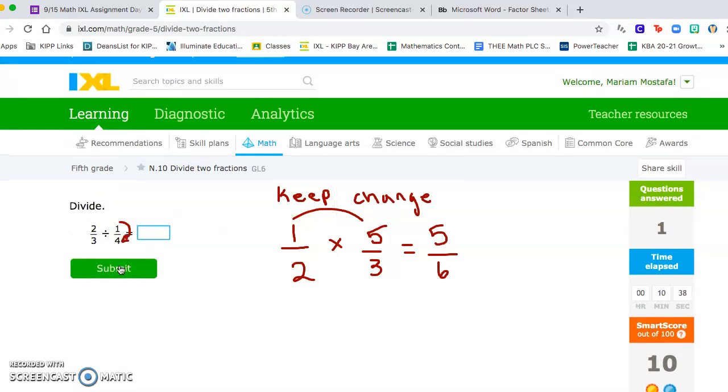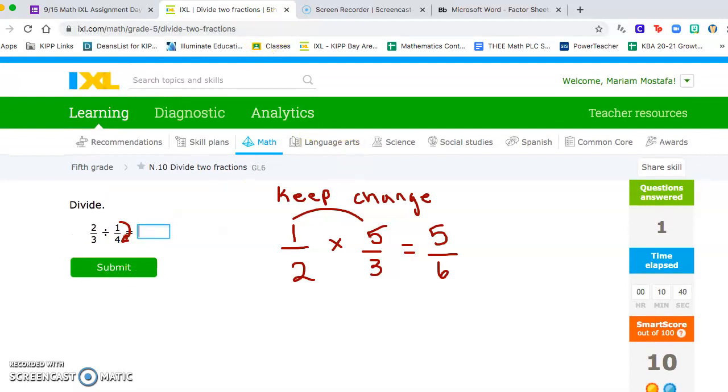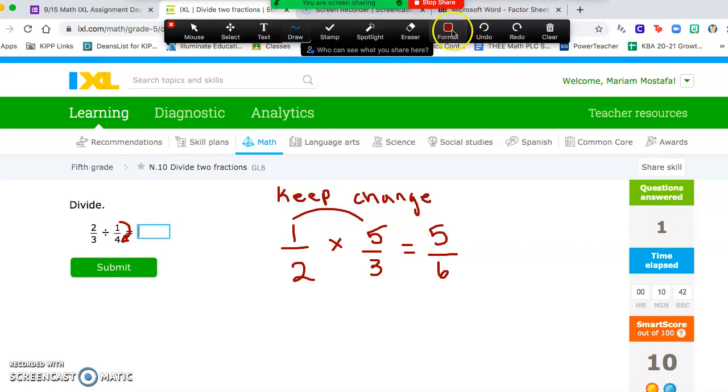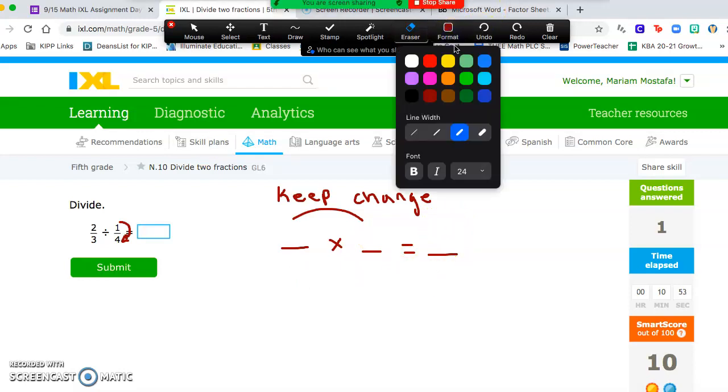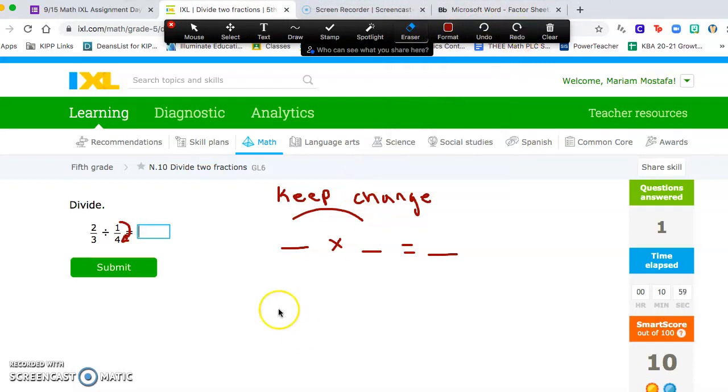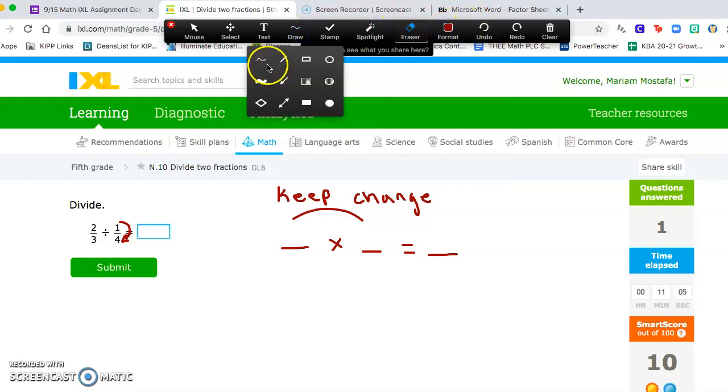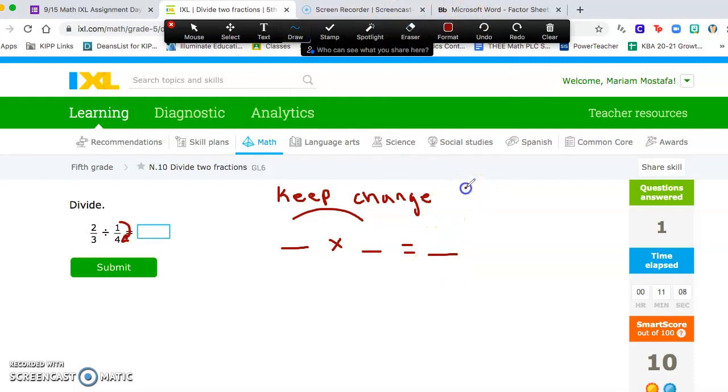Okay, so the next one, here we go. Let me erase these. Okay. Remember, we keep change because dividing fractions is much more complicated, so we just make it much easier because multiplying fractions is way easier. Keep the first number. This was, oops. This is supposed to be flip.